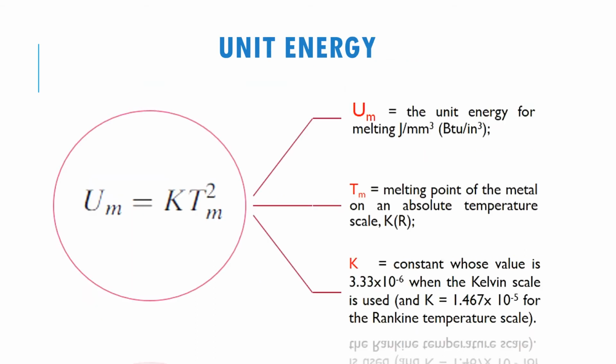So unit energy can be calculated using this equation: UM equals K times Tm squared. UM is the unit energy for melting, in joules per mm cubed. Tm is the melting point of the metal on the absolute temperature scale. K is a constant whose value is 3.33 times 10 to the power of negative 6 when the Kelvin scale is used, and K equals 1.467 times 10 to the power of negative 5 for the Rankine temperature scale.